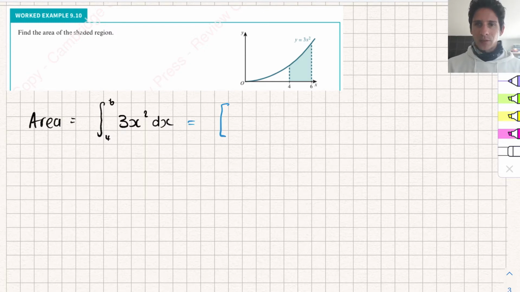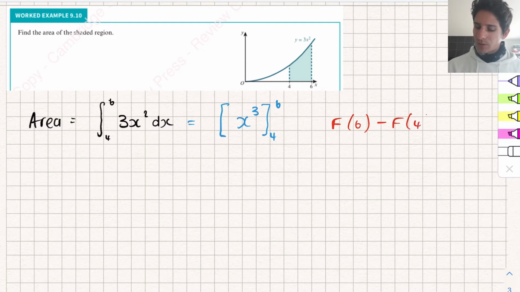So if I anti-differentiate 3x squared, I'm going to raise the power by 1 to 3, divide by the new power. That's just going to leave me with x cubed, right? And I want the area between 4 and 6. Okay. Right, so we basically want to take our new function between 6 and 4, and we're going to subtract them. So we're going to take f of 6, take away f of 4, right? This is going to give me the area that I'm after, right?